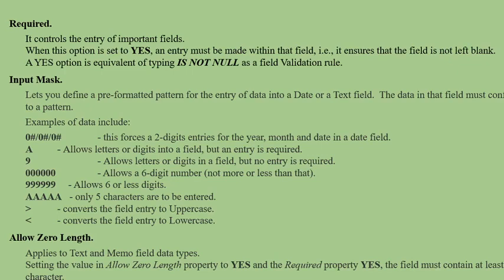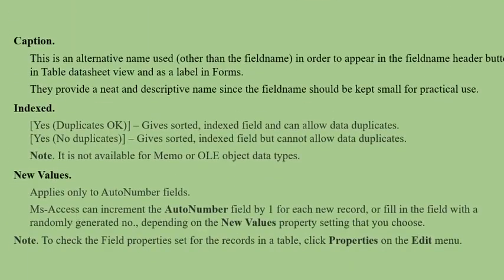Then you have allow zero length, which applies to text and memo data fields. Setting the value in the allow zero length property to yes, and the required property to yes, the field must contain at least one character. Therefore, you can also do that one practically.